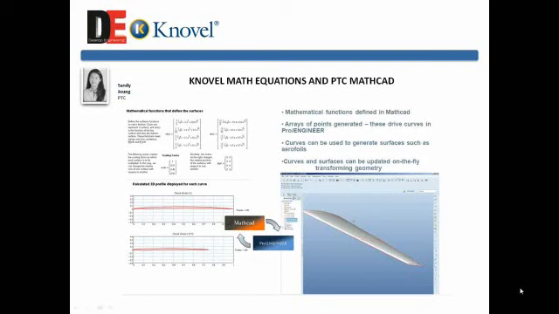And you can see that an array of points can be generated, and then these can actually drive curves and some complex surface geometries. And as the designer is doing what-if analyses and changes the input variables within MathCAD, the design in Pro Engineer and those geometries can automatically be updated because, again, there is that tight bidirectional integration.